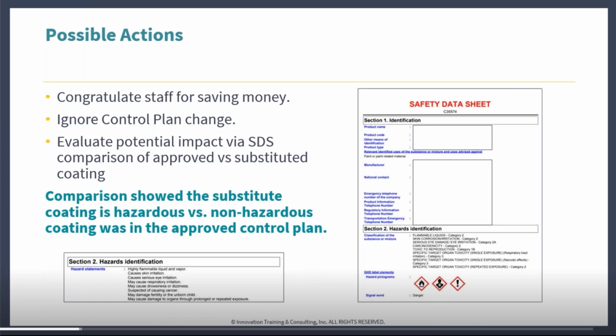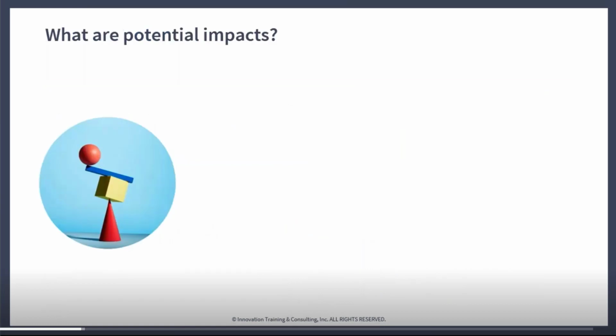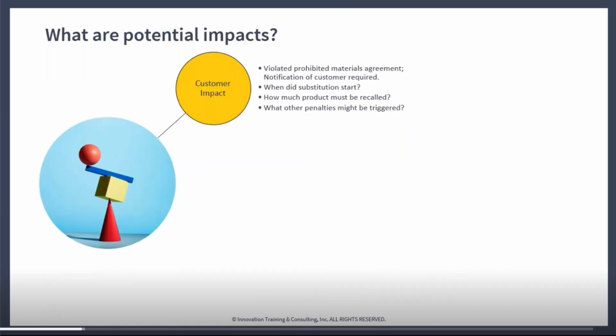So what's the potential impact? Well, guess what? We actually told and signed on the form to the customer that we did not have prohibited materials in the product, which by doing the substitution, we did have a prohibited material now. So we've got to let the customer know. We have to figure out when this substitution started, right? Because we didn't have approval on the control plan. But we have to recall product, that's likely, right? And there might be some other penalties.